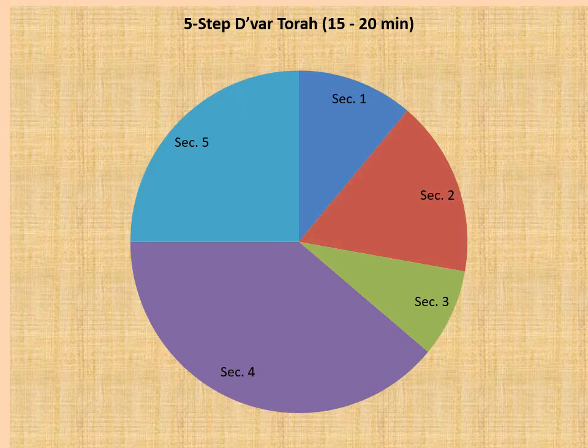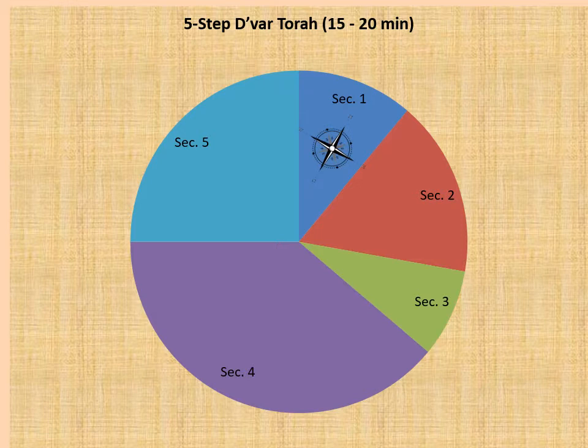Here is a pie chart representing the 5-step Dvar Torah. And by the way, I recommend that this be about a 15 to 20 minute talk. 10 minutes, too short. 25 minutes, forget it, you've lost them. So, I've made each of the pie wedges about the size that they should be for this model of a Dvar Torah. But this is not an exact science. These are just approximations.